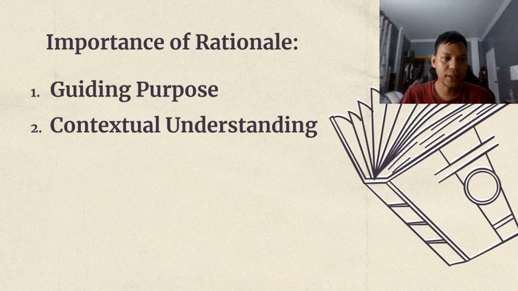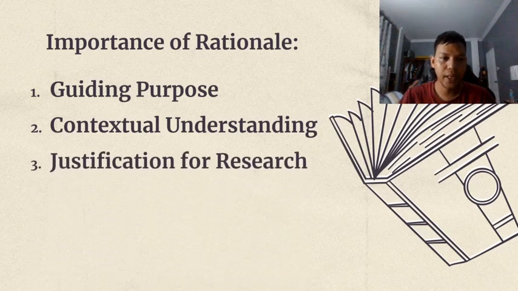The second one is contextual understanding. It helps you situate the research within the broader academic, social, or practical context, enabling your readers to grasp its significance. The third one is justification for research. A well-articulated rationale will persuade readers of the research's importance, the validity, and also the potential impact of your paper. It also justifies the allocation of resources and efforts.